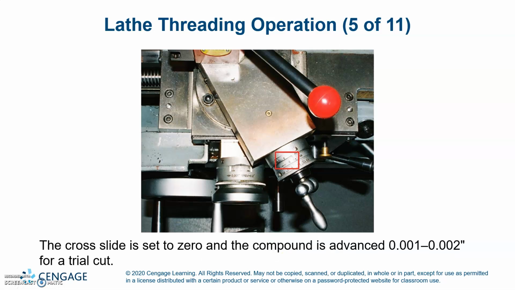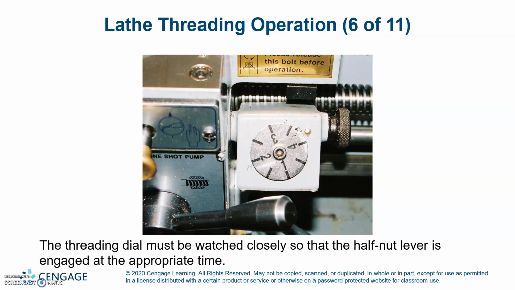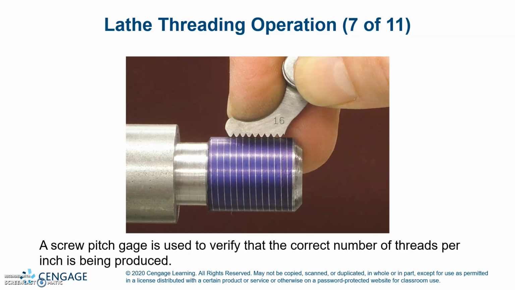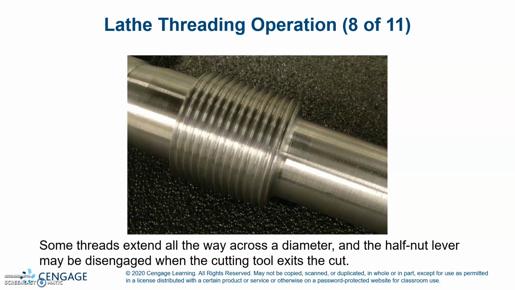The cross slide is set to 0, and the compound is advanced 1/10 or 1/1000 to 2/1000 for a trial cut. The threading dial must be watched closely so that the half nut lever is engaged at the appropriate time. The screw pitch gauge is used to verify the correct number of threads per inch being produced.